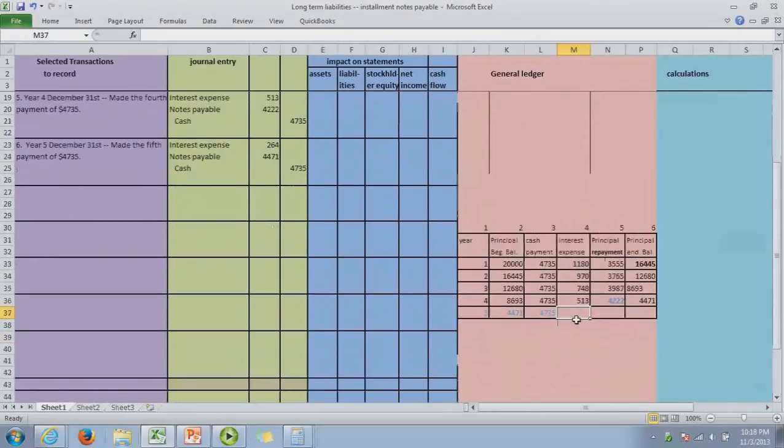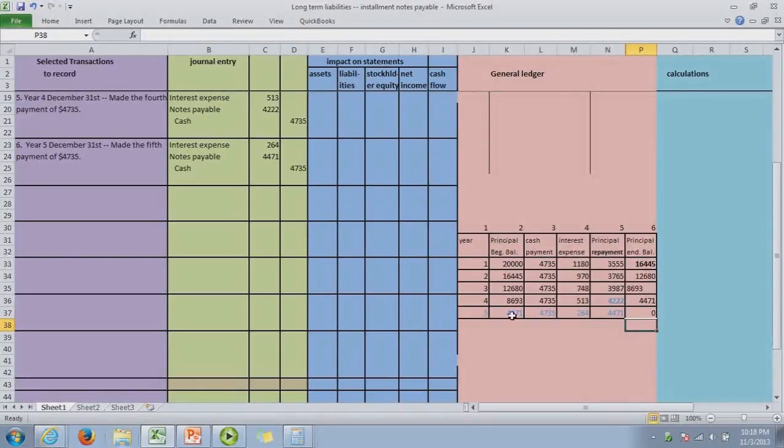So if we put 264 in there, the payment less the interest equals the reduction to principal, which is 4471. And we've seen that number before. So the beginning balance minus that equals 0. Jackpot. And that's what we expect to see. If it's off by $1 or $2, it's probably simply rounding.